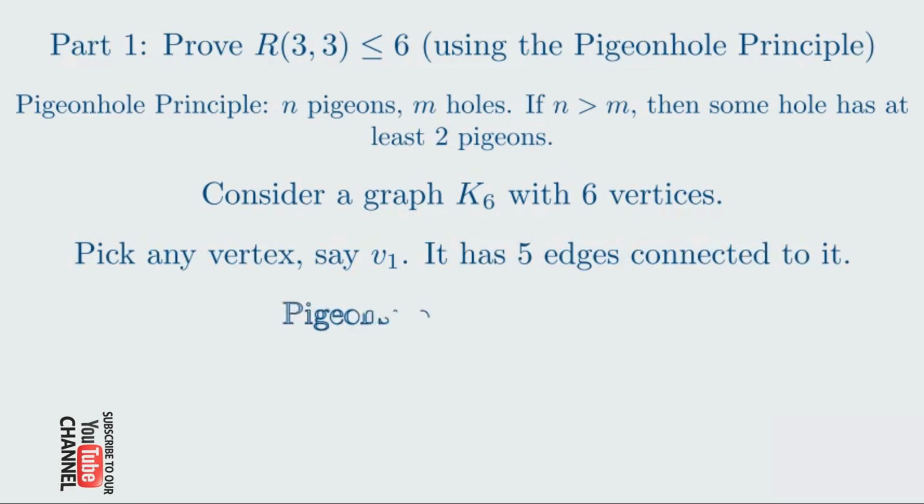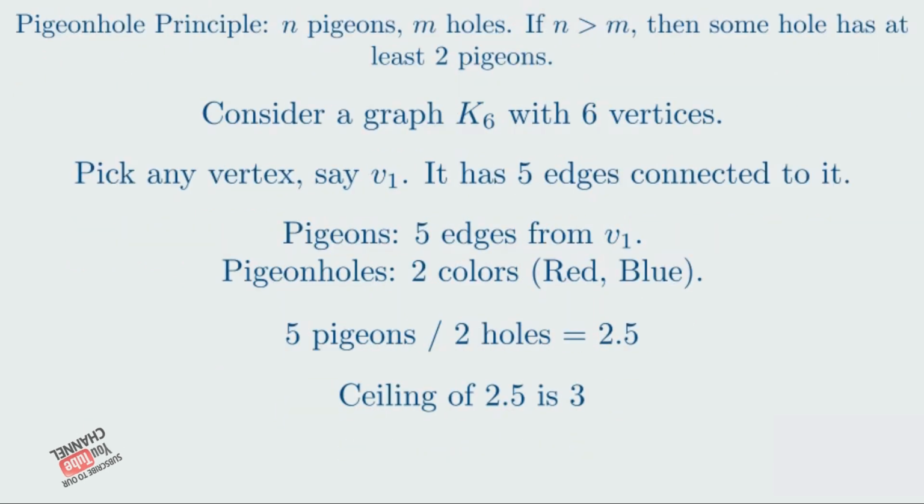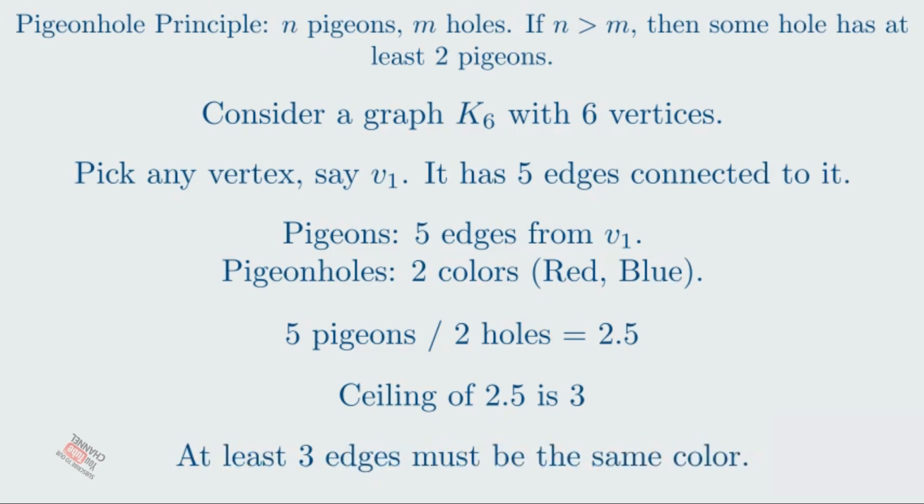Now, here's where the pigeonhole principle comes in. If you divide 5 by 2 and round up, you get 3. This means that at least 3 of those 5 edges must have the same color. There's no way to color 5 edges with 2 colors without having at least 3 of one color. So, we've shown that there are at least 3 edges of the same color emanating from V1.